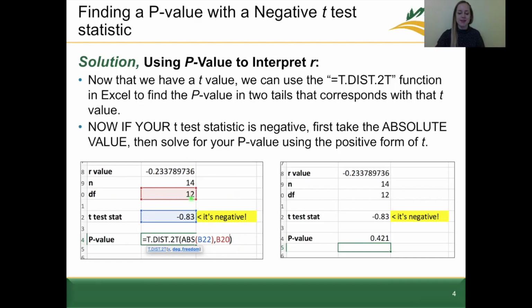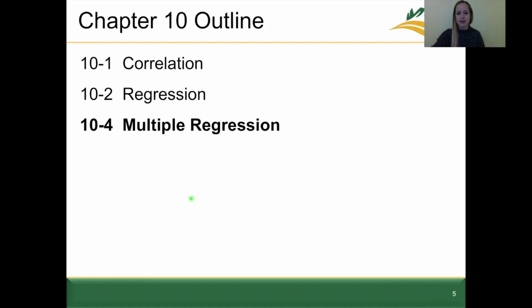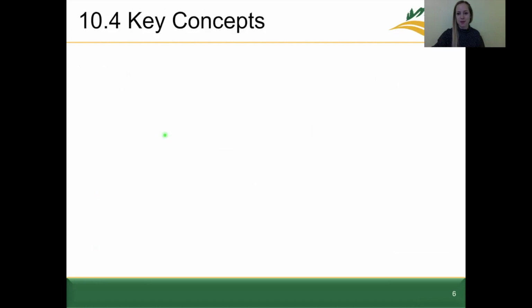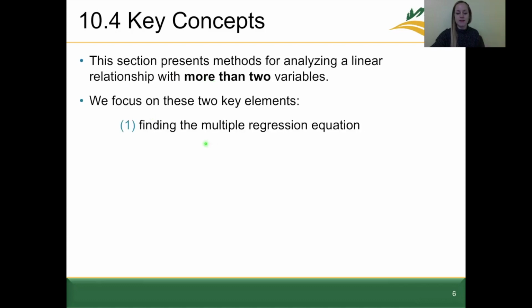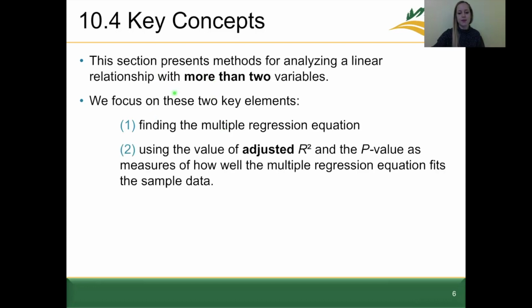Now we are going into 10.4 now. So 10.4 is on multiple regression, and let's go through some key concepts of 10.4. So as the name implies, with multiple regression, this section provides methods for analyzing a linear relationship when we have more than 2 variables. Within multiple regression, we'll focus on how do we find the multiple regression equation. Then also within 10.4, we're introducing this concept of an adjusted R-squared value.